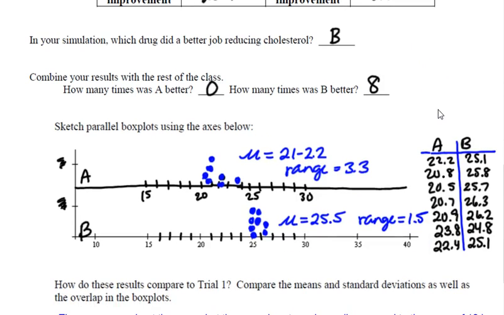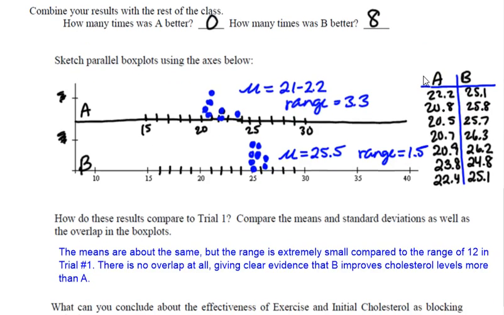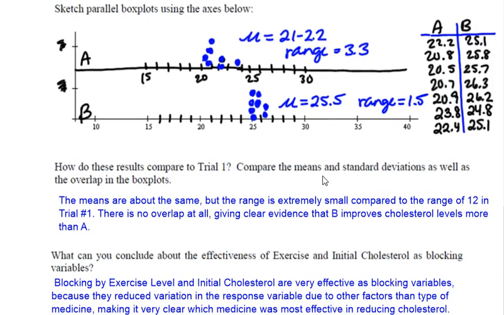All 8 in our class got that B was better than A, and when you see the graphs, you see that the range of values was only 3.3 for drug A and only 1.5 for drug B. Basically everything clustered right around about 25.5. There was no overlap in the graphs at all. So we see that there is clear evidence now that drug B is the better drug.